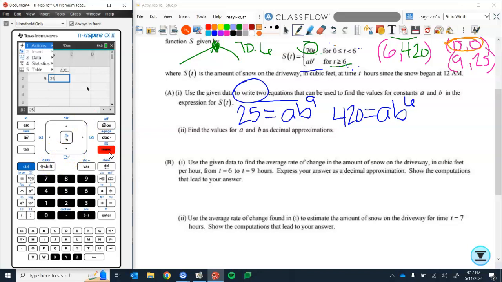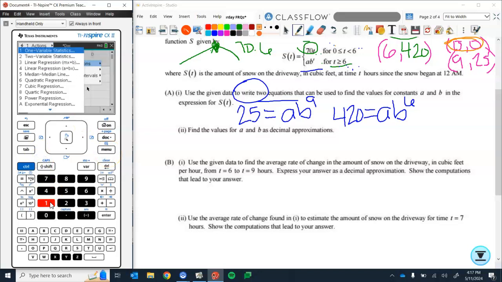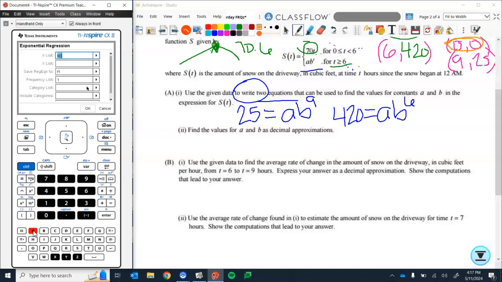Then menu. Well, okay, but see how I didn't hit enter? I got to hit enter, or at least arrow out of it. Menu, statistics, stat calculations, and this is exponential, so I can choose A. And do my thing. Y'all are good at this.